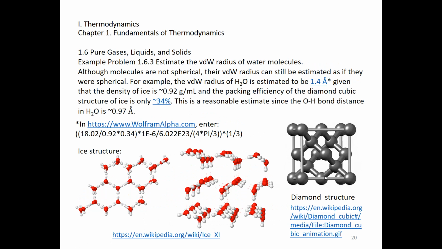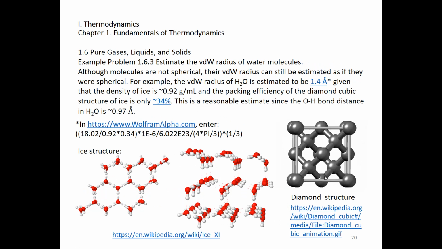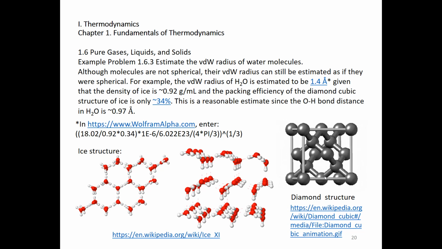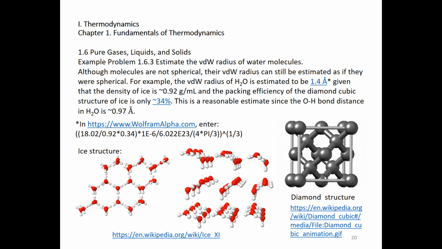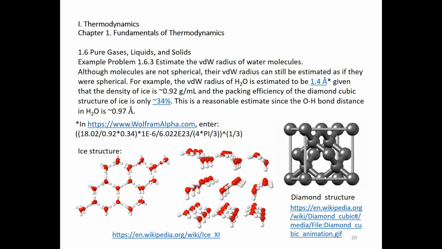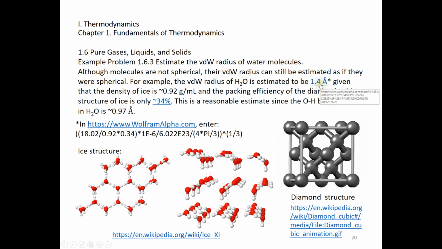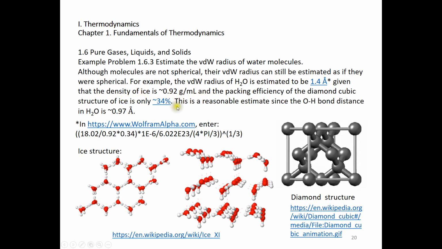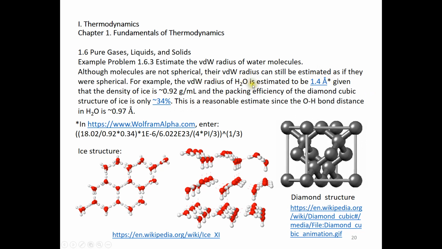Another example. This time we'll estimate the van der Waals radius of water molecules. So obviously a water molecule is not spherical. It does not have a spherical shape. But still we can estimate its van der Waals radius as if it were spherical. For example, the van der Waals radius of water is estimated to be 1.4 angstroms given the density of ice. How do we get this number? How do we calculate the van der Waals radius of water?